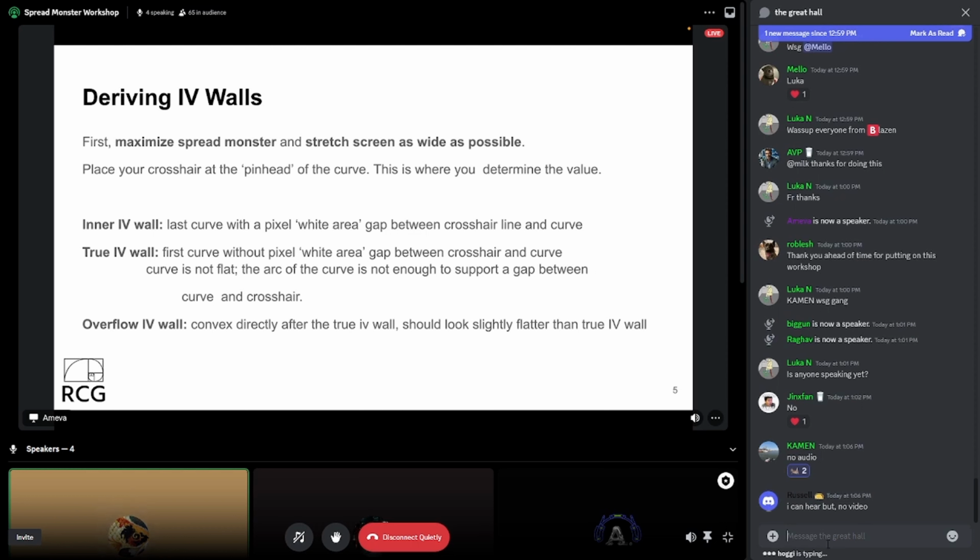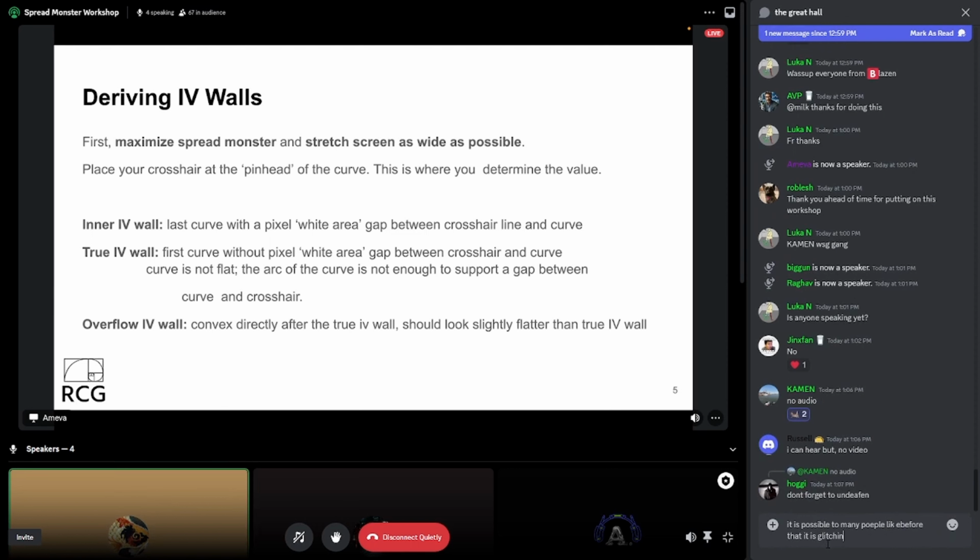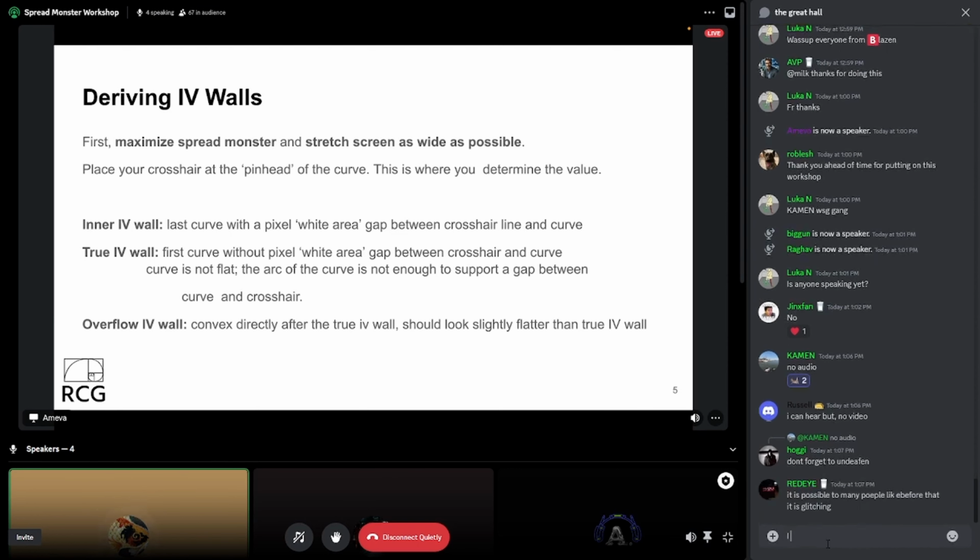So how do we derive these walls? First, you want to maximize the spread monster and stretch the screen as wide as possible. You want to place your crosshair at the pinhead of the curve in the convex. This is where you'll determine the value for the convex once you determine the IV wall.